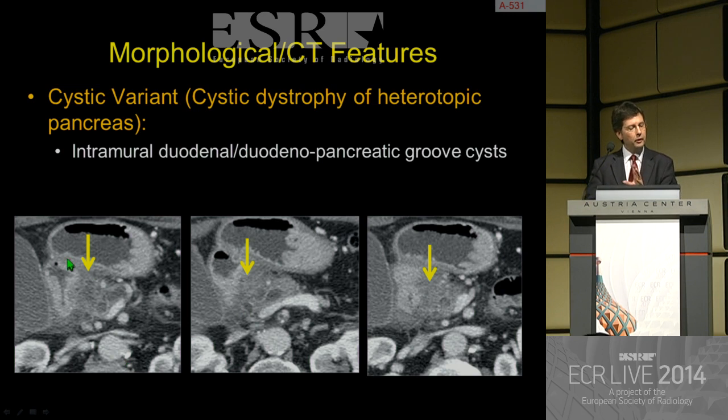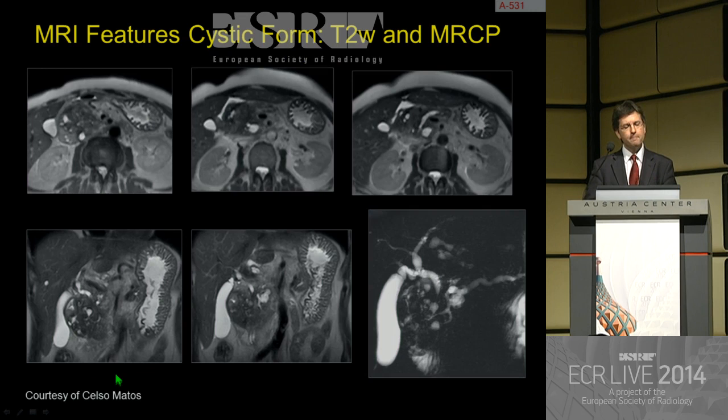And also, I draw your attention back to the actual thickening of the duodenal folds themselves. On MRI, we can more clearly see the cysts, and we've got a patient here who's got clear inflammation within the head of pancreas and the duodeno-pancreatic groove, and you can see here on the MRCP imaging, these cysts are more clearly identified.